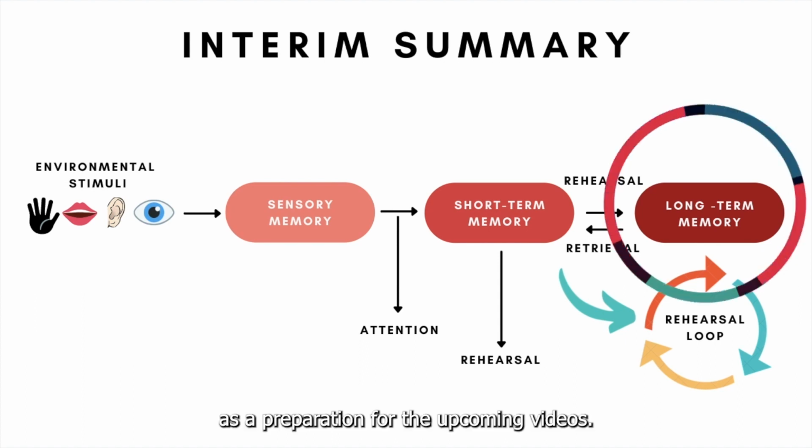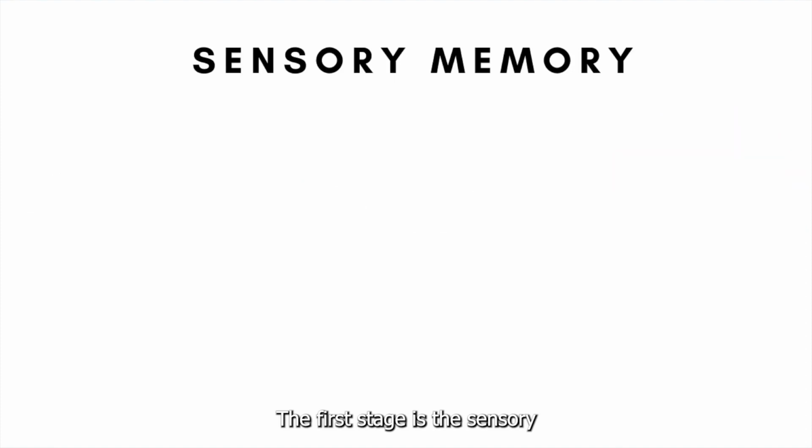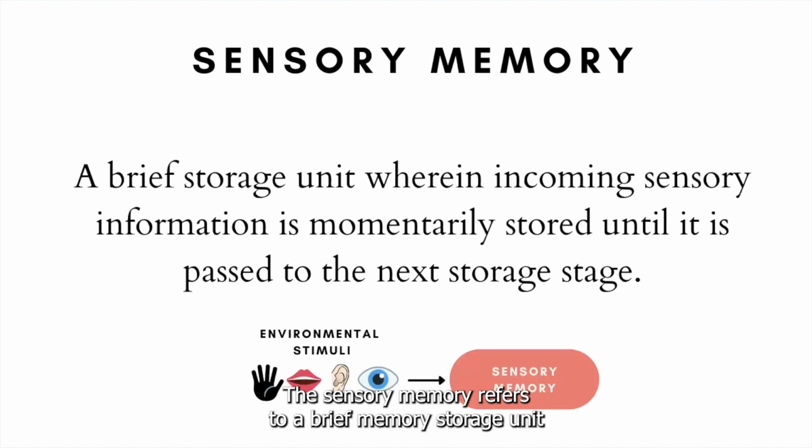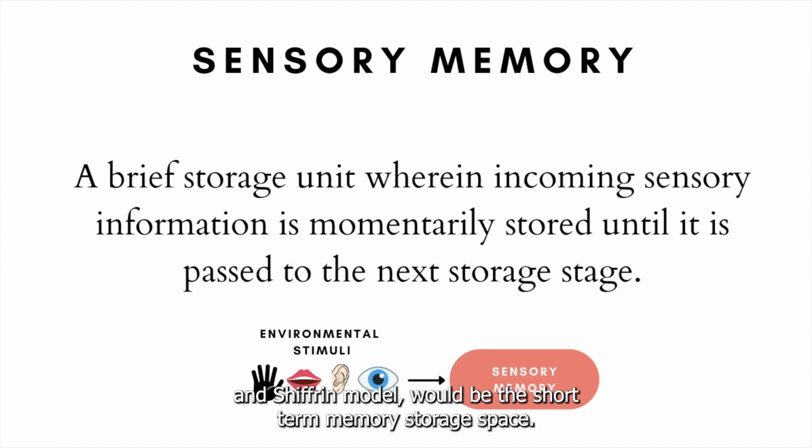The first stage is the sensory input stage, which we refer to as sensory memory. The sensory memory refers to a brief memory storage unit in which the incoming information that enters our cognition via the sensory portal, for example vision, is momentarily stored until it passes to the next storage space, which according to the Atkinson and Shiffrin model would be the short-term memory storage space.